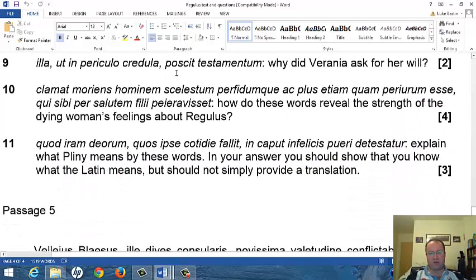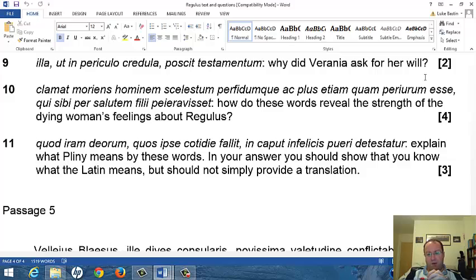I'm not going to spend too much time on these. So why did Verania ask for a will? Well, of course, she wants to change her will, and she wants to include Regulus in her will, assigning a large amount of money, a legatum, over to him. Okay, so that's why. Right, clamat moriens hominem, scelestum perfidumque, ac plus etiam quam peiurum esse.